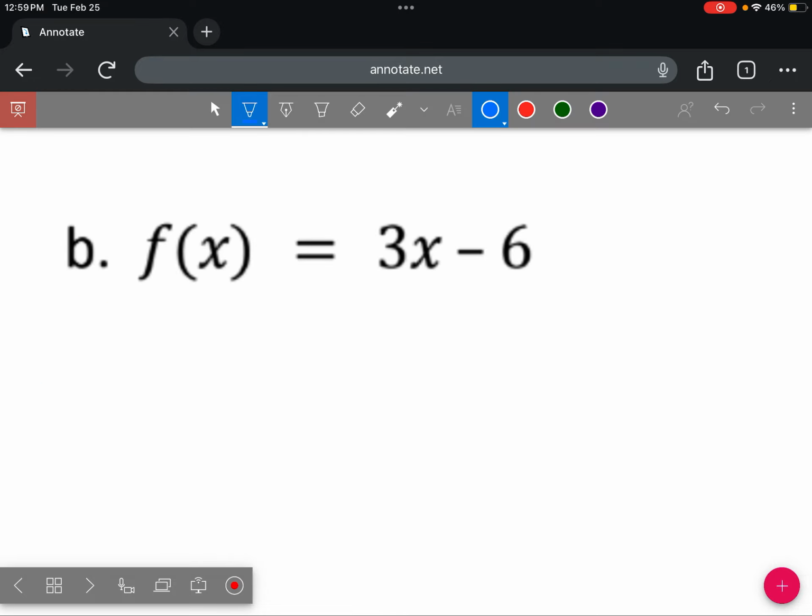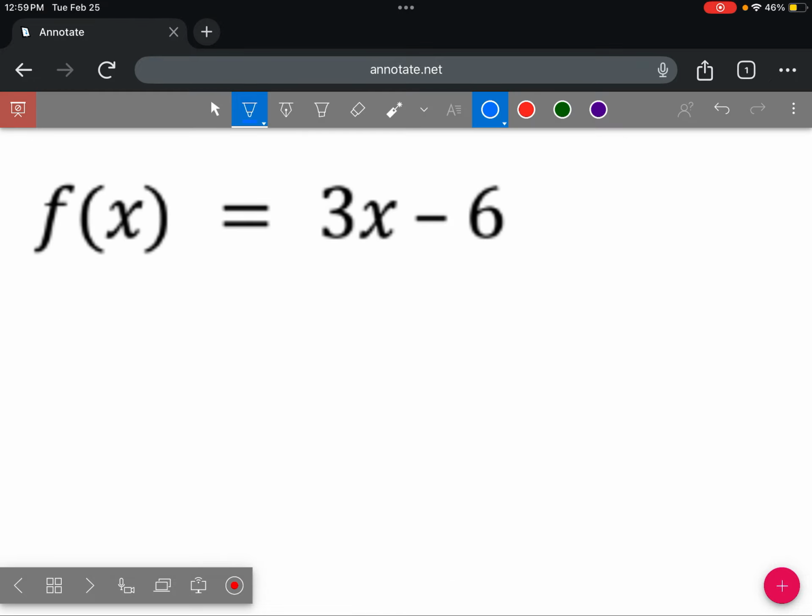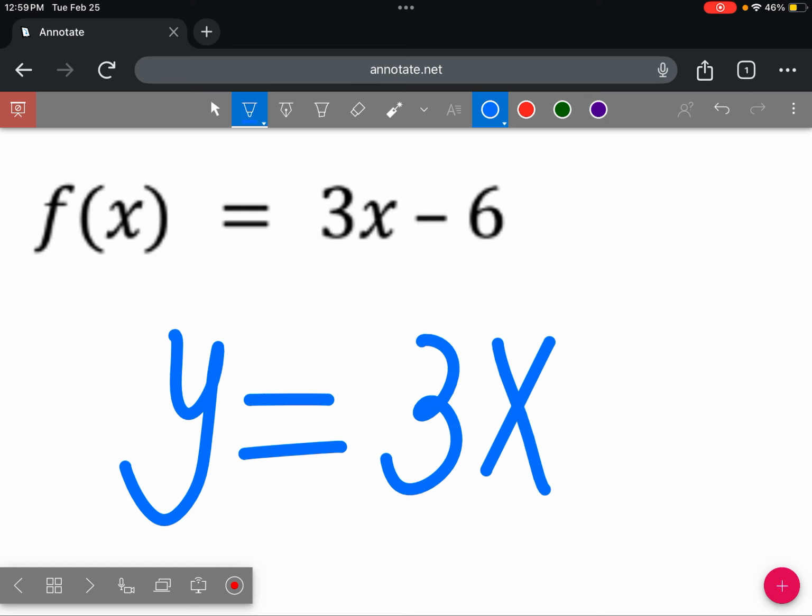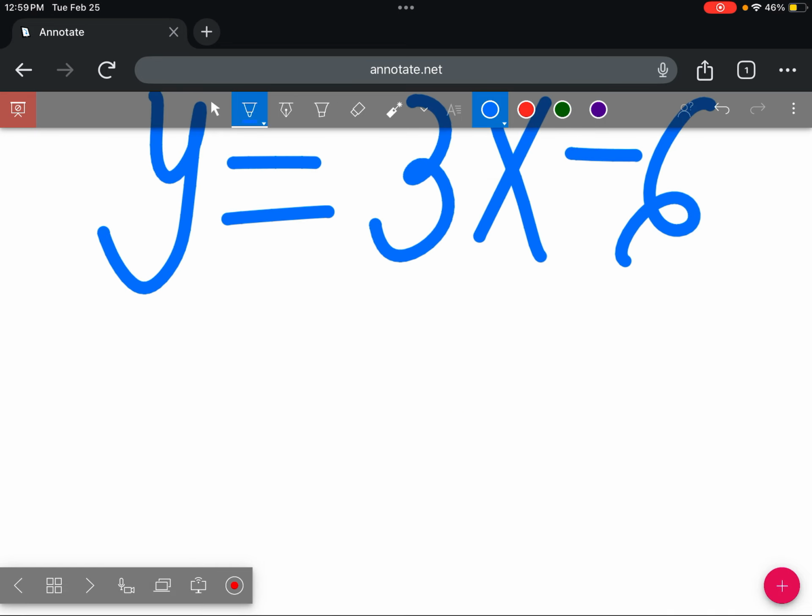Let's take a look at B. What's our first step? We rewrite with what? Y. Y is equal to 3x minus 6. What should I write below that, Eric? You don't know the next step? Very good, Michelandi. Switch X and Y.